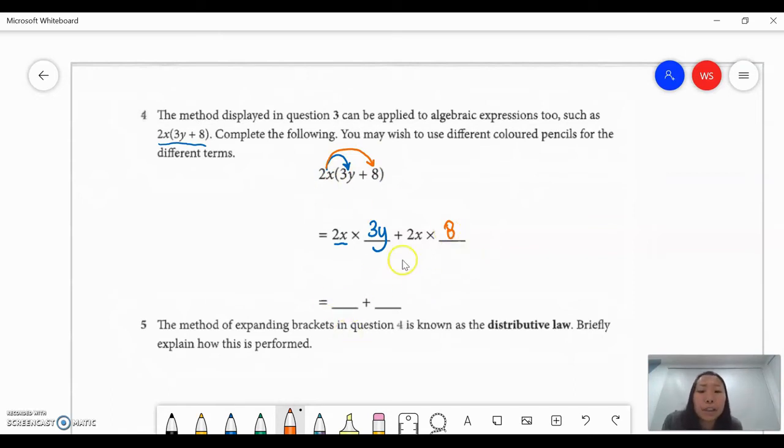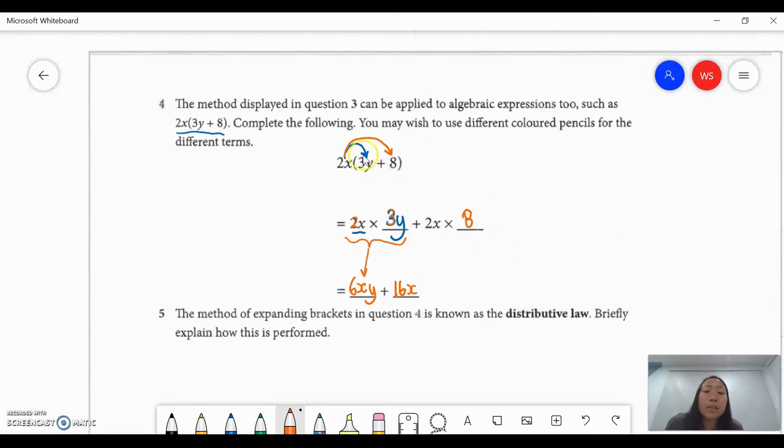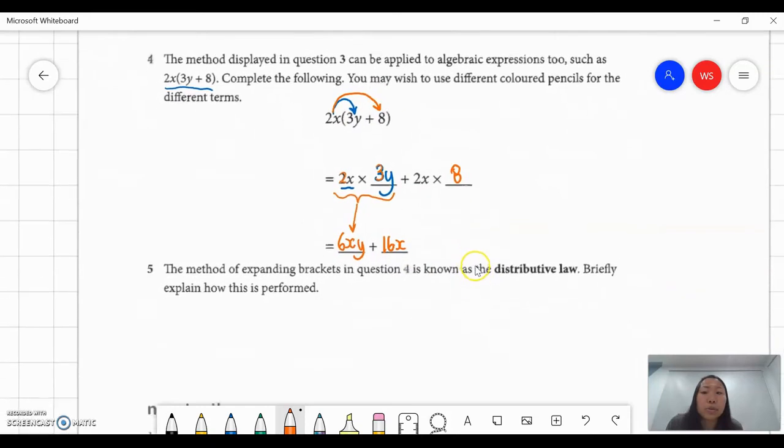And then after that, finally, you will begin to simplify them. So your multiplication signs that you can simplify. The first one is 2x times 3y. Settle your numbers first, your coefficients first. So 2 times 3 will give you 6, and then followed by your letters, so x and y. Plus 2x times 8. So therefore, 2 times 8 giving you 16 and x. That'll be your answer for that. So this is a basic example on how to carry out your distributive law.